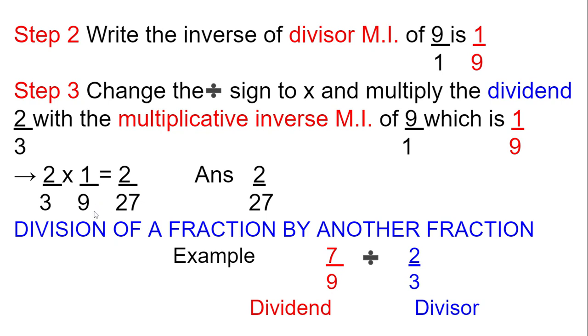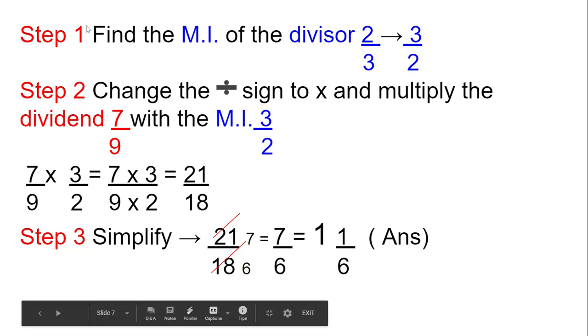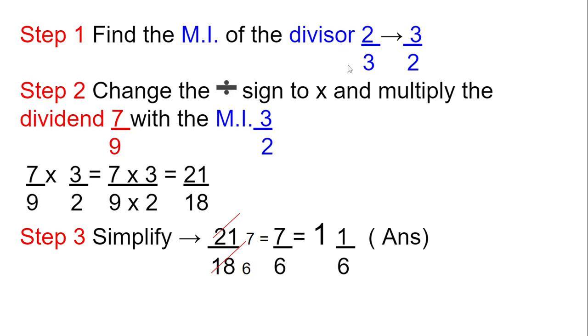Now let's learn division of a fraction by another fraction with the help of an example. 7 upon 9 divided by 2 upon 3. Step 1. Find the multiplicative inverse of the divisor 2 upon 3, which becomes 3 upon 2. Step 2. Change the division sign to multiplication sign and multiply the dividend 7 upon 9 with the multiplicative inverse 3 upon 2.